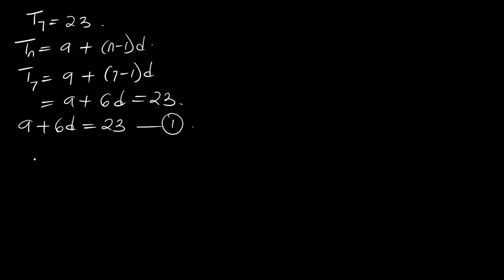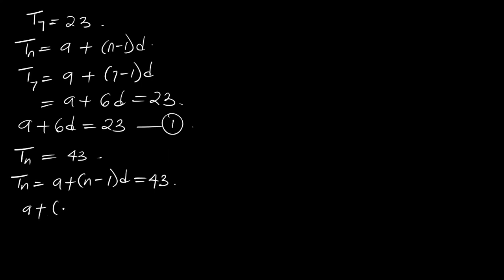Now the next one is, they said the nth term is equal to 43. According to the general formula, the nth term is equal to A plus bracket open n minus 1 times D, and they said this is equal to 43. So that means A plus bracket open n minus 1 times D is equal to 43. So this is equation 2.